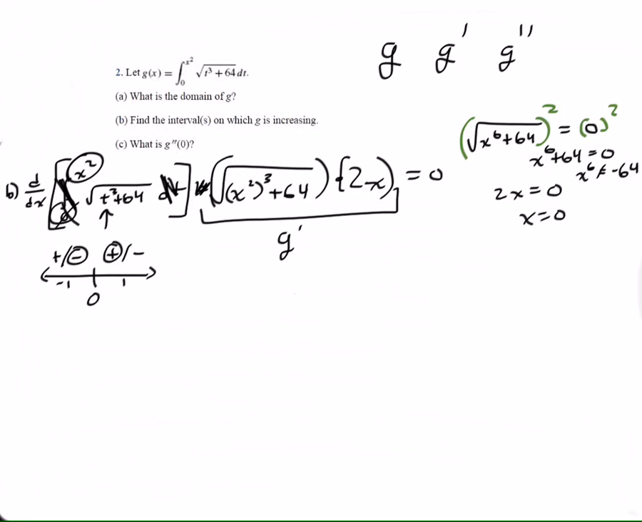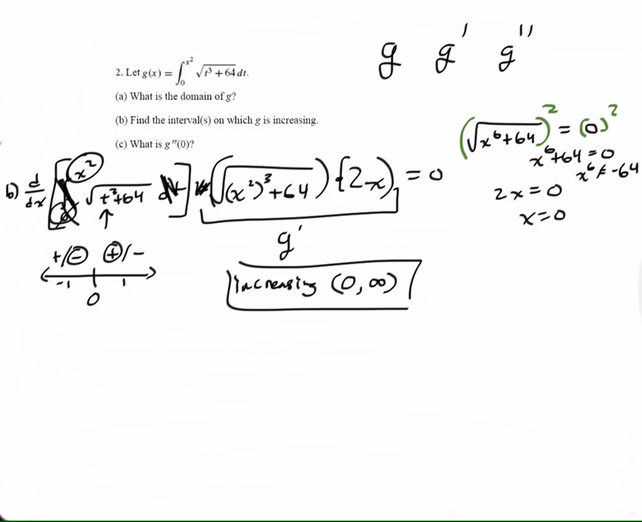Now remember, you don't have to find the answer all the way. You just need to know if it's positive or negative. Okay? So we know it's positive between 0 and infinity. So that's what you say. You say it's increasing between 0 and positive infinity. That's your answer for letter B.